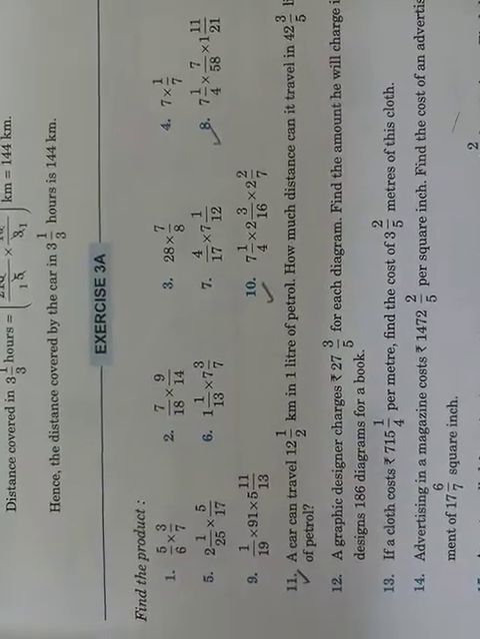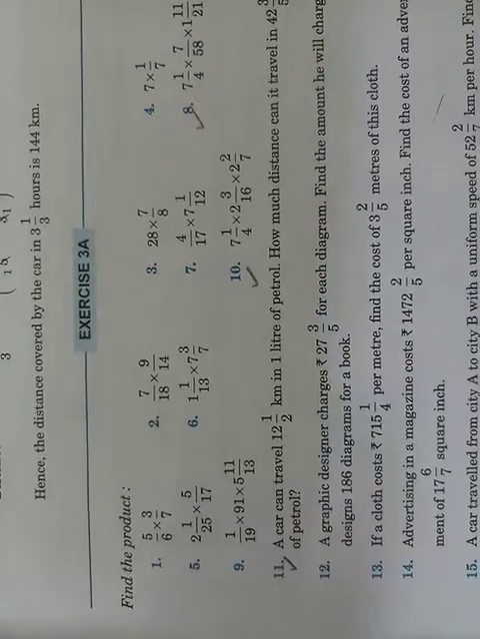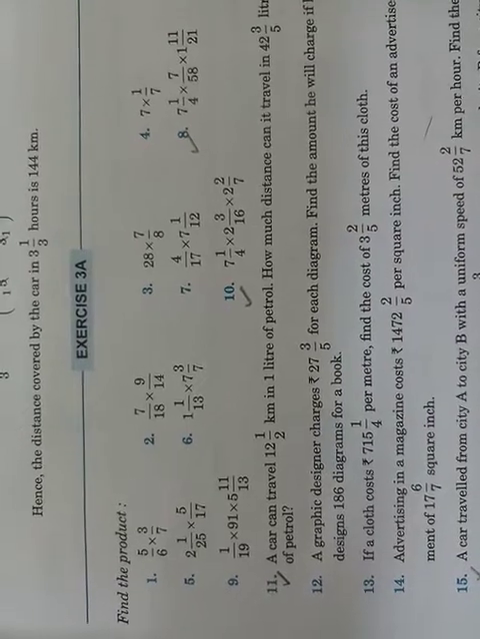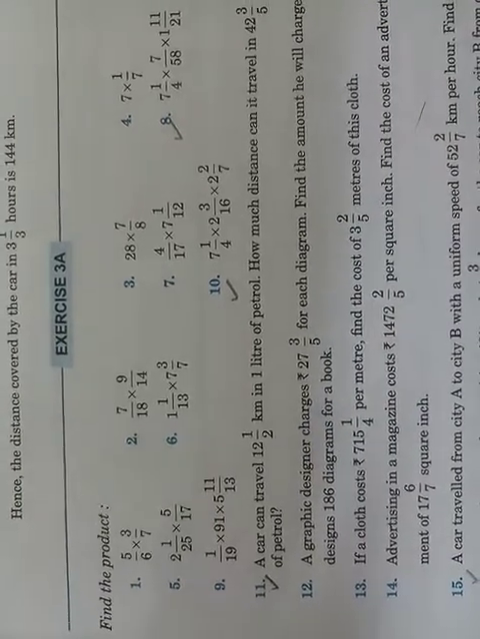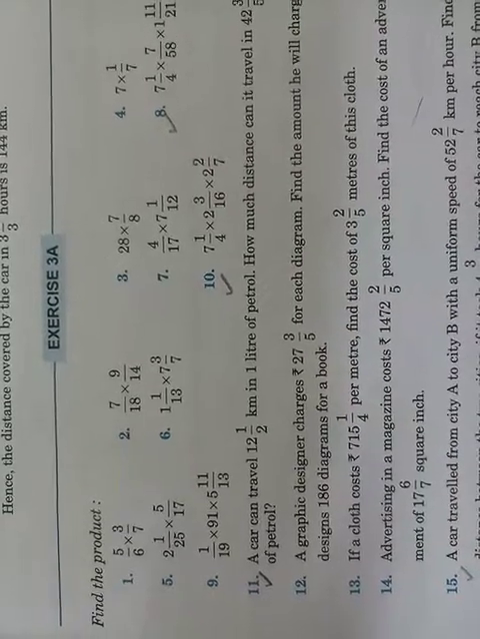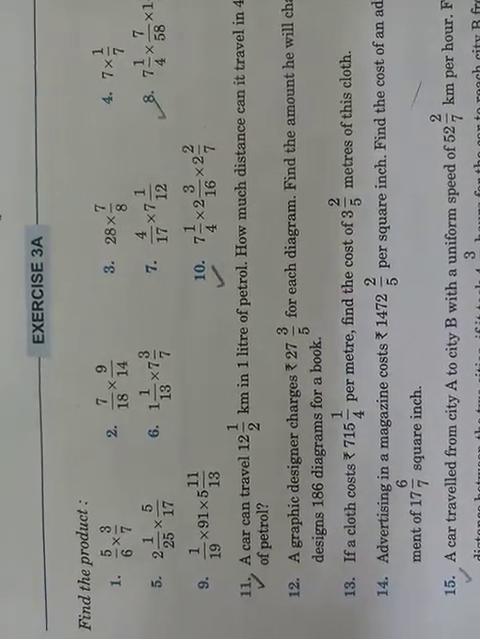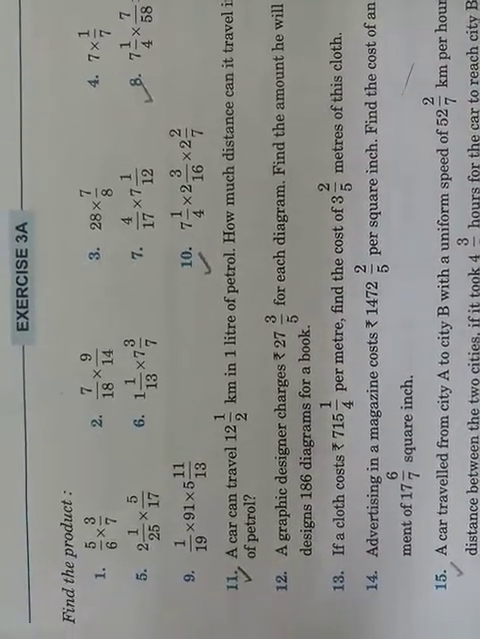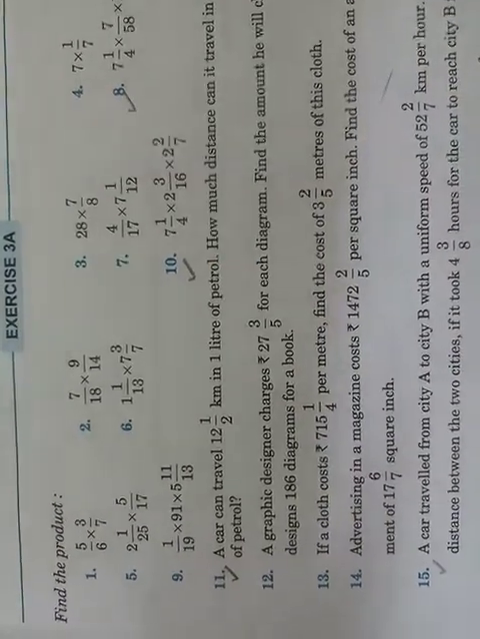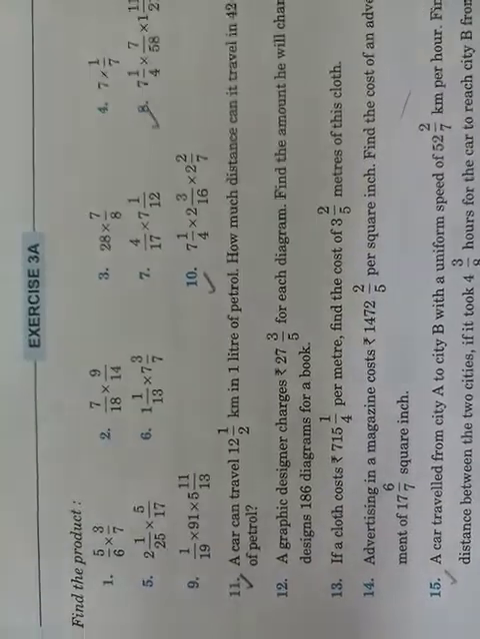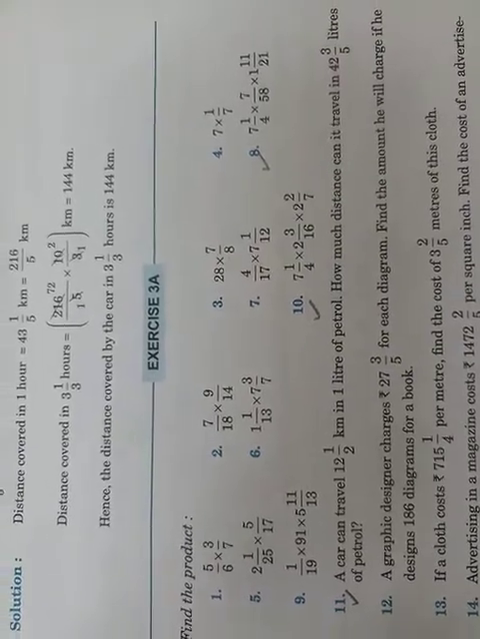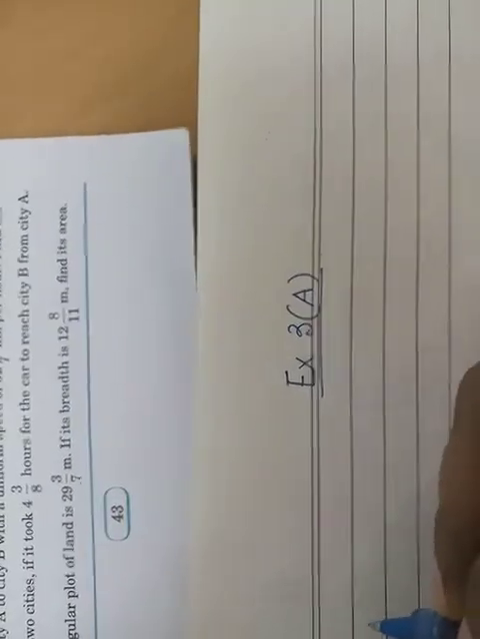Now children, I proceed to exercise 3a. Question number 1 to 10, they are saying find the product. So we are going to multiply the given fractions, and you know very well how to multiply fractions. Numerator will be multiplied by numerator, denominator will be multiplied by denominator. If anything is cancelling out in numerator and denominator, we cancel it out and then we multiply. Let's check how to solve the questions. We start with exercise 3, question number 8. Firstly, I solve it for you. Question number 8.